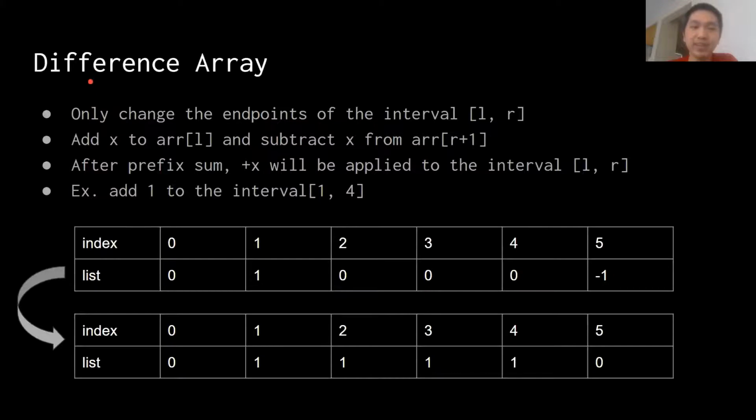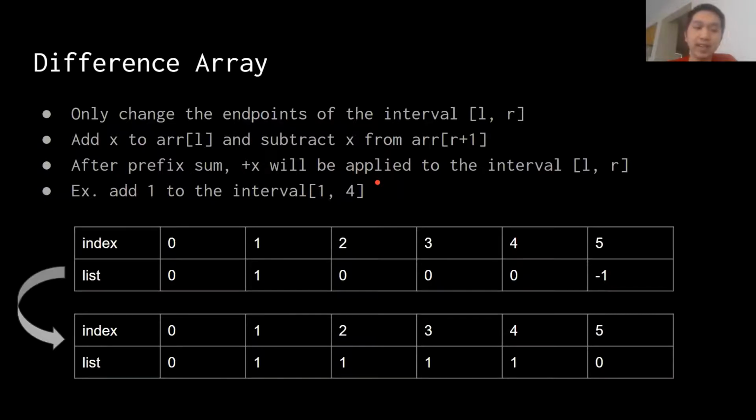So the trick here is something called a difference array. We had a prefix sum array, and now we have something called a difference array. The trick is to only change the endpoints of the interval L to R. So you will add k, or x in this case, to the array at L, and subtract x from the array at R plus 1. And after the prefix sum, the plus x will be applied to the interval L to R, right? So now we're using that prefix sum strategy again. That's why we taught that first. So for example, I want to add 1 to the interval 1 to 4.